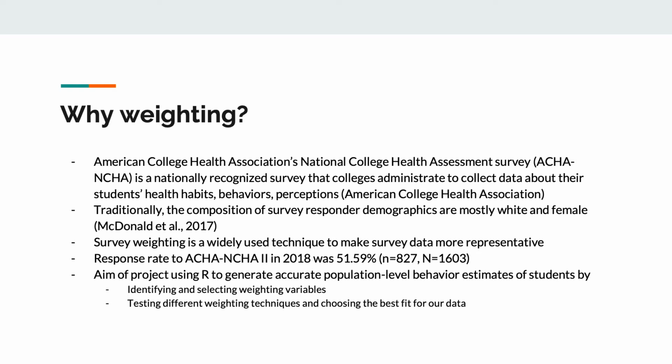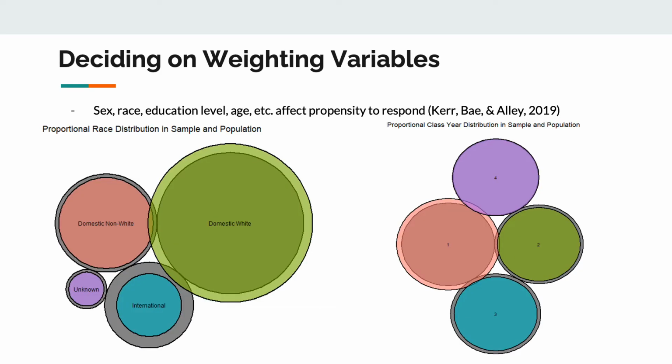The aim of my project was first to identify and select which variables I would like to use to construct my weights, and second to test different weighting techniques and identify the technique that works best for our data. There are several demographic variables which affect an individual's propensity to respond. From the demographic information available to us both at the sample and population levels, we thought race, class year, and sex were important as they are commonly used weighting variables, and student athlete was interesting as student athletes are more likely to have healthier lifestyles because of regular exercise.